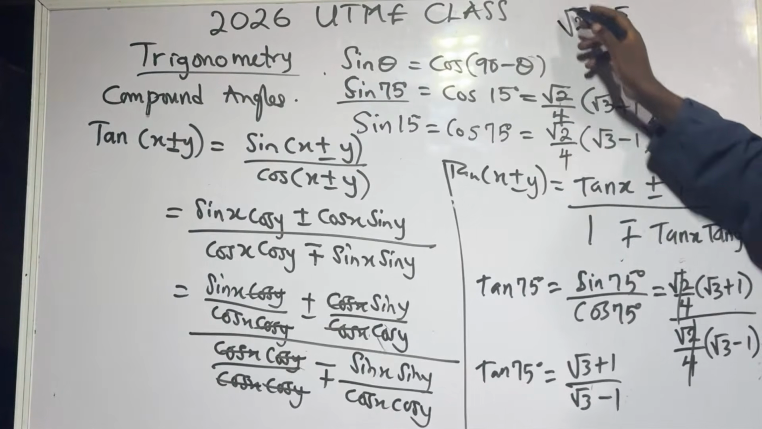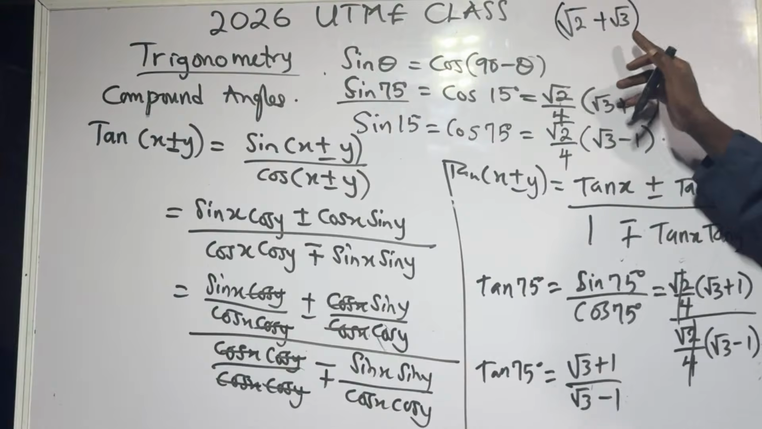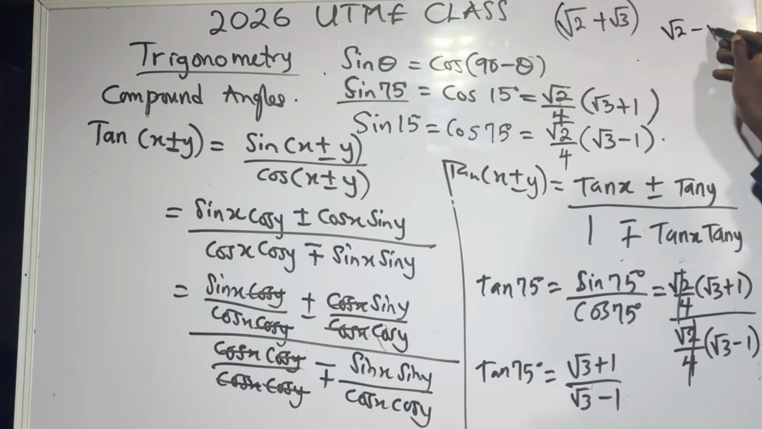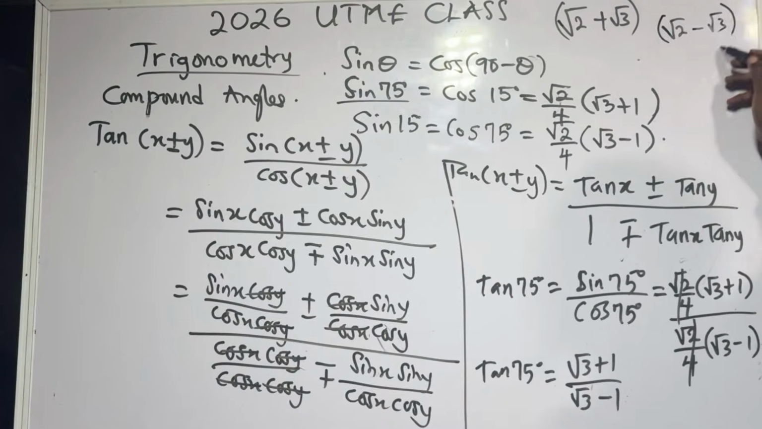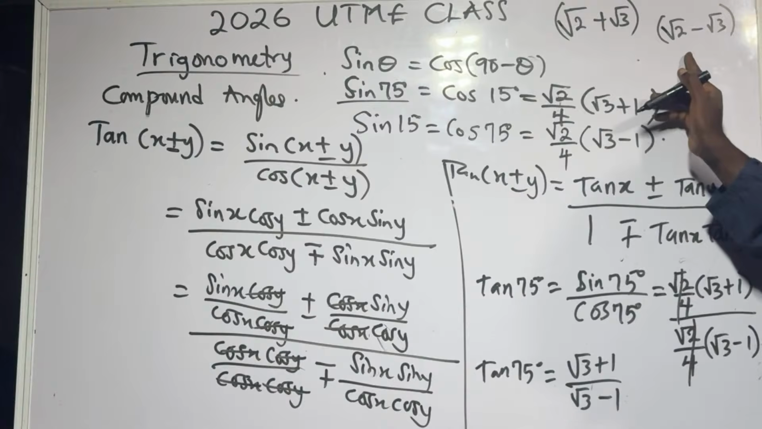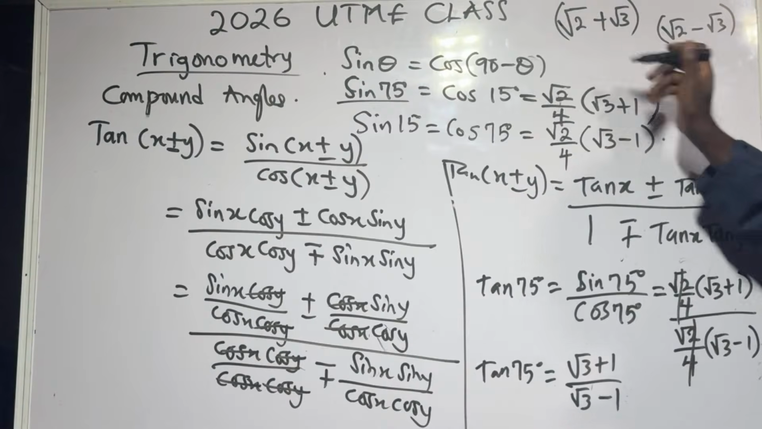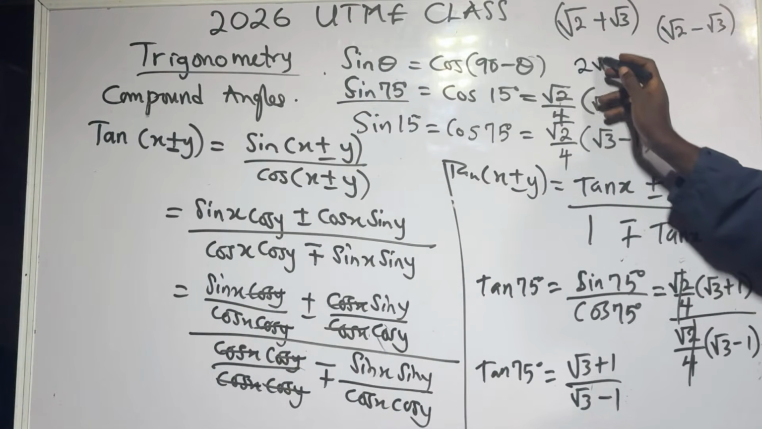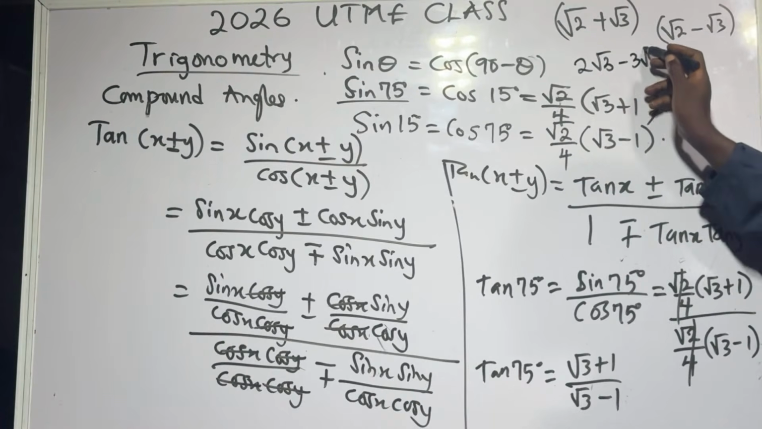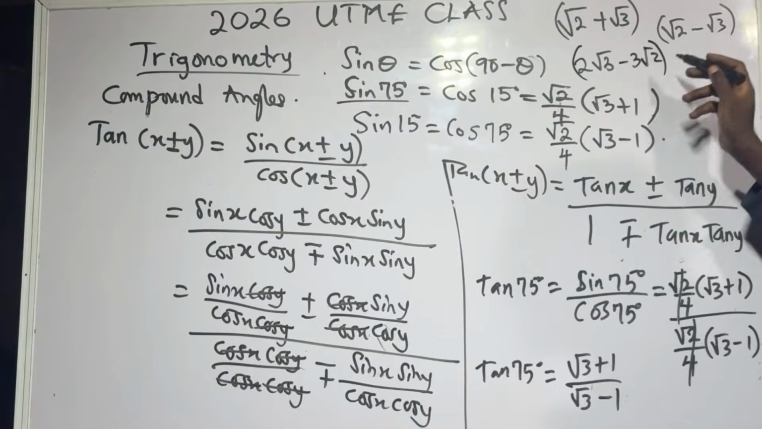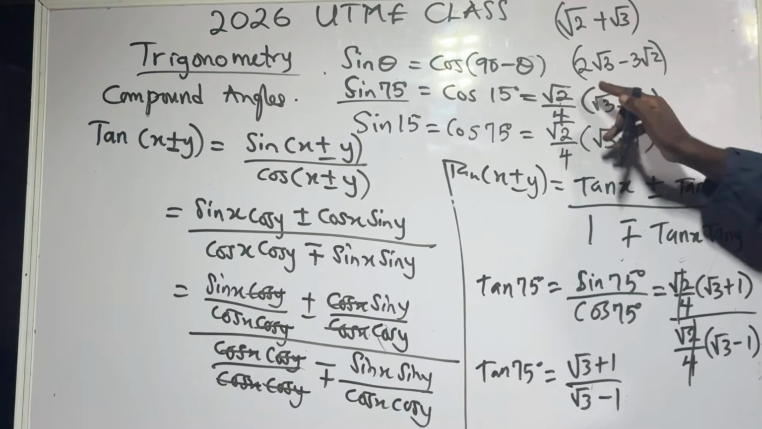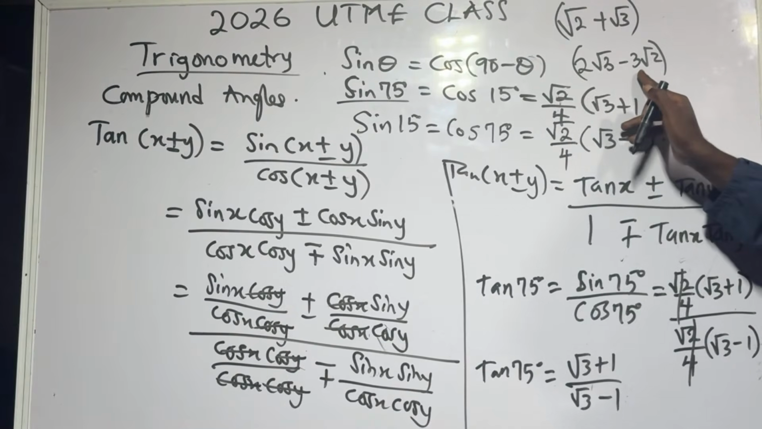But if it is binomial, probably you have root 2 plus root 3. What will be the conjugate of this? The conjugate of this is root 2 minus root 3. We change the sign if it is binomial. You may now be having probably 2 root 3 minus 3 root 2. Now see that this one is still binomial. What would then be the conjugate of this? You may be thinking that should we use this 2 at the back and this 3?